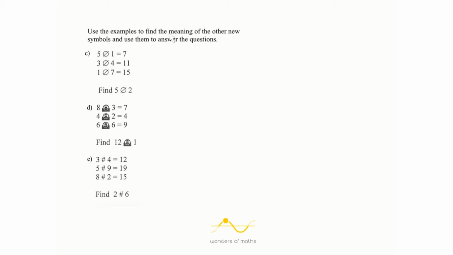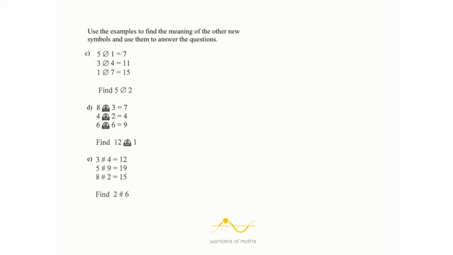Use the examples to find the meaning of the other new symbols and use them to answer the questions. We know from the previous parts of the question that every symbol had 2 operations, and therefore the pattern here is that every symbol needs to have 2 operations. Using this and the process of trial and error, you can deduce the pattern for each symbol.